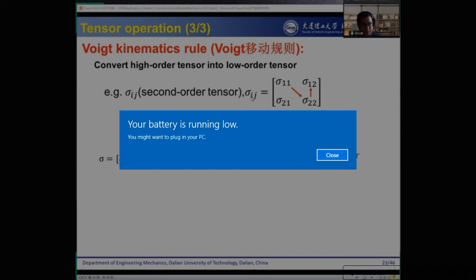Here i and j equal to 1 and 2, so it's a two-dimensional problem. For three-dimensional problems, we have a 3 times 3 matrix for the stress, and we can also apply the kinematic rules. So we can simplify the stress tensor as a first order tensor, and it has 6 elements or 6 components.